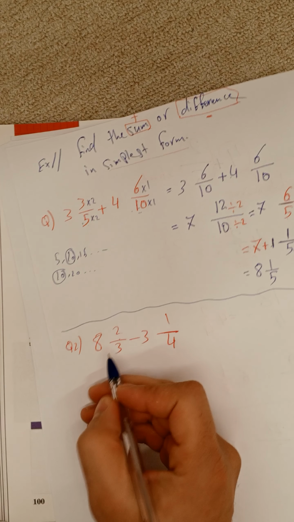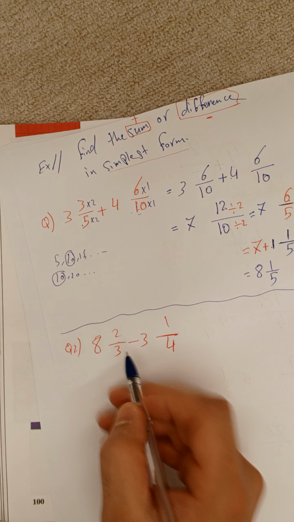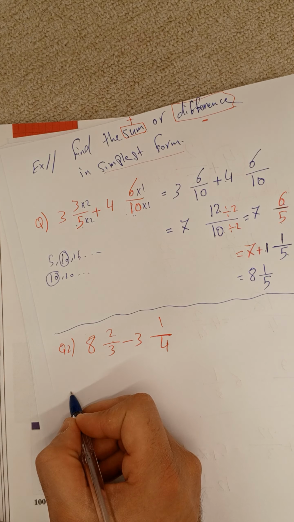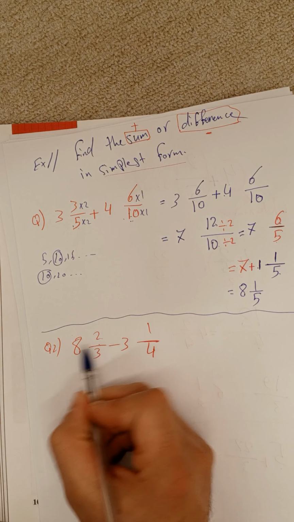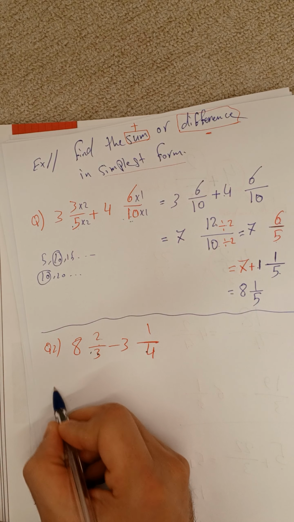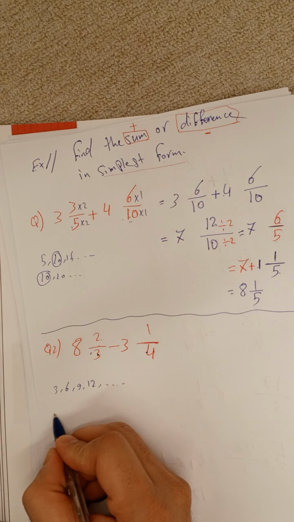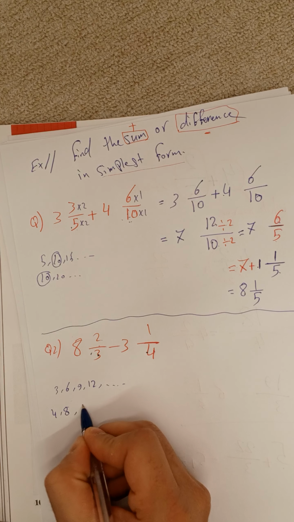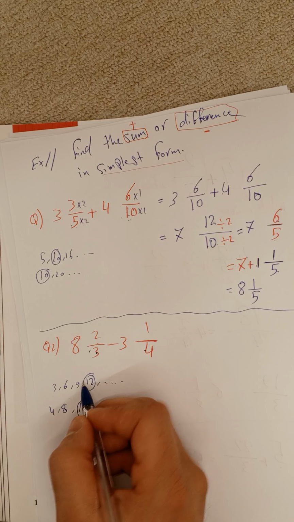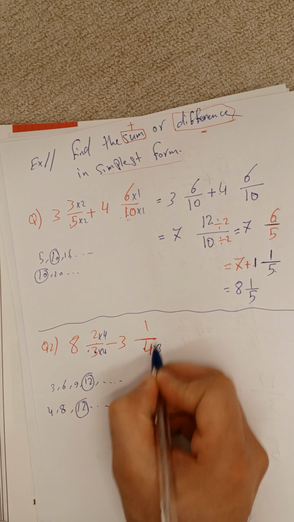Okay, it's the same. Try to make the same denominator. It doesn't matter if it's subtraction or addition. So do not subtract or add the whole numbers first. Try to make the fractions the same denominator. 3, 6, 9, 12, and so on. 4, 8, 12. So 12 is the LCD. 1, 2, 3, 4 times 4, 3 times 3.